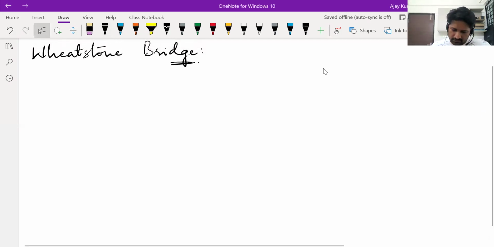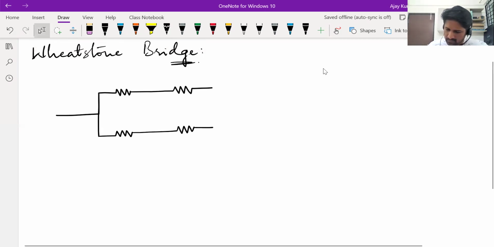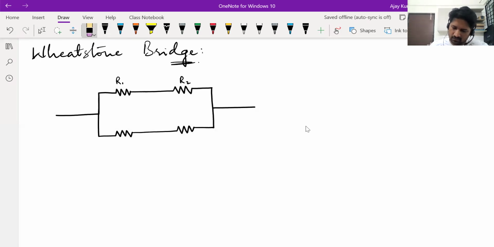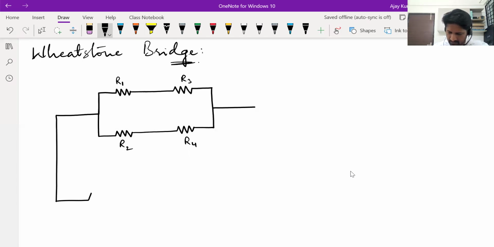Okay, so consider this set of resistors. For now, we are only taking 4 resistors. R1, R2 on the left side, R3, R4 on the right side. Now you can clearly see that R1 and R3 are in series, R2 and R4 are in series. Let's say this combination is connected to a battery.